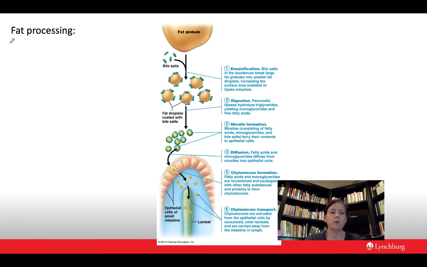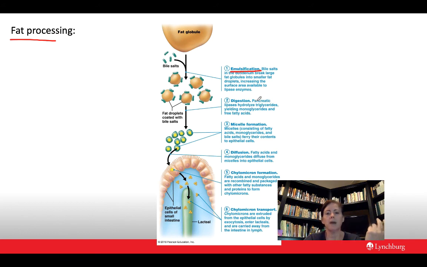Okay, and then the third one is fat processing. So how do we deal with lipids? And so basically what we're seeing here is kind of the highlight of this is emulsification, which we talked about before, where we have these large fat droplets that come into contact with bile salts from the liver and the gallbladder, and it emulsifies them. So it breaks them down into smaller fat droplets, which increases the surface area so that the enzymes can have a larger space to work.